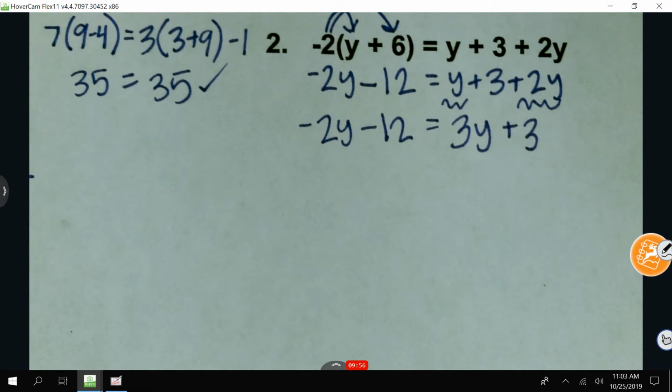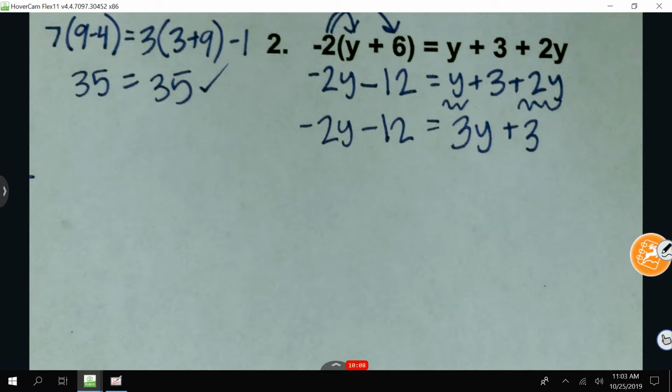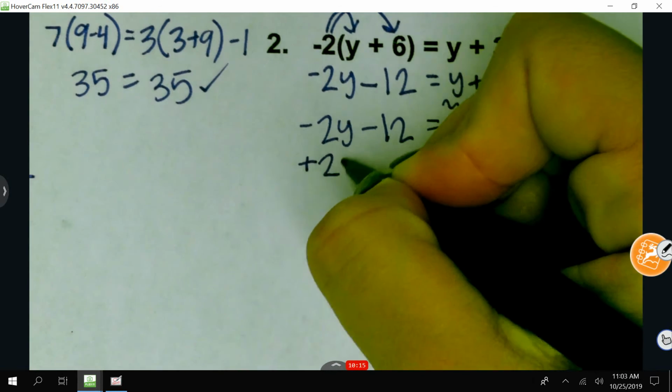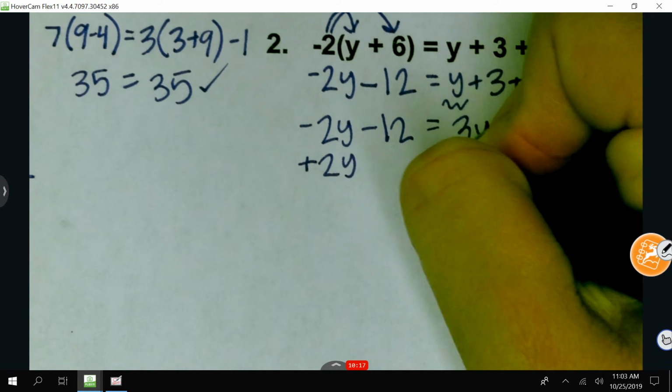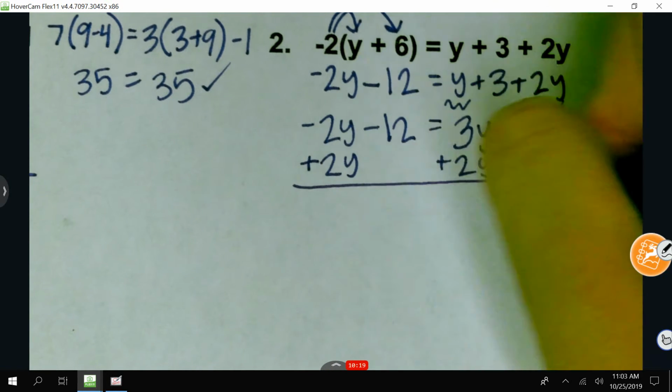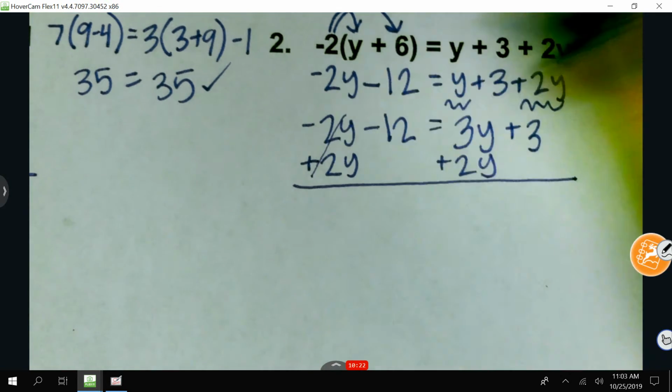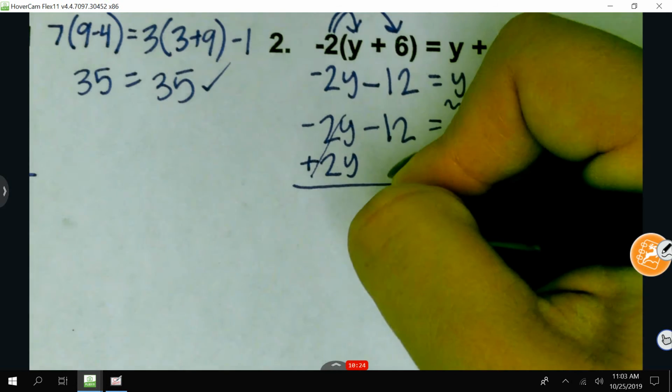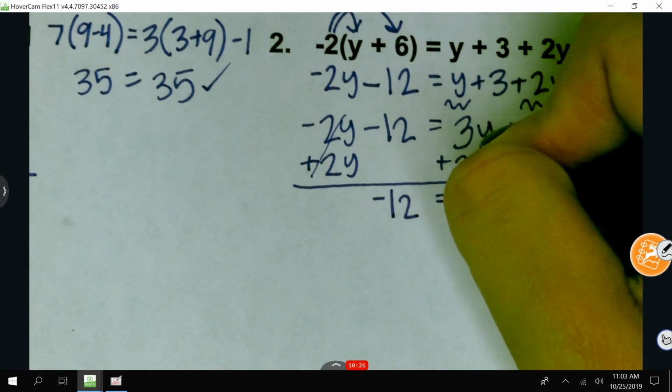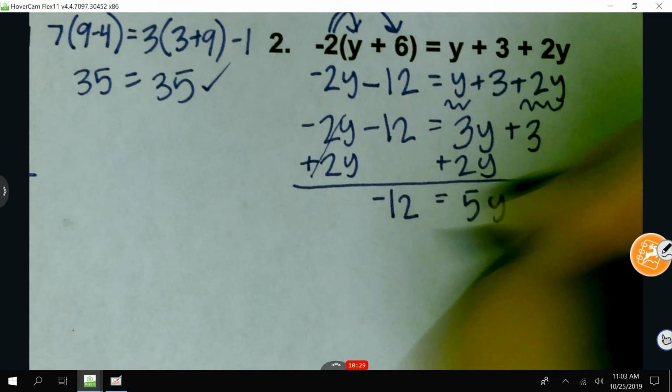Now this is what we learned how to do yesterday, right? So I'm undoing my addition or subtraction. What do I want to do first? Which one? Plus, minus 3. What about a minus 3? Plus 2y? Yeah, because then you don't have two negatives to do. So if we add 2y, gives you 5y. Yes, I have negative 12 equals 5y plus 3.